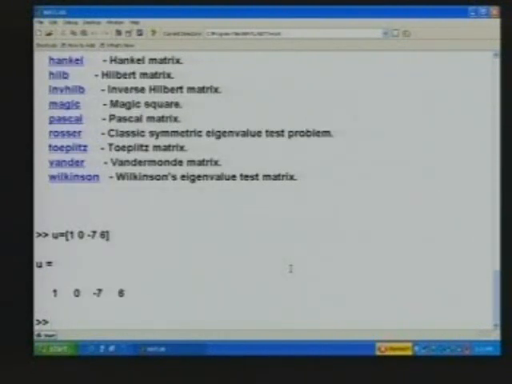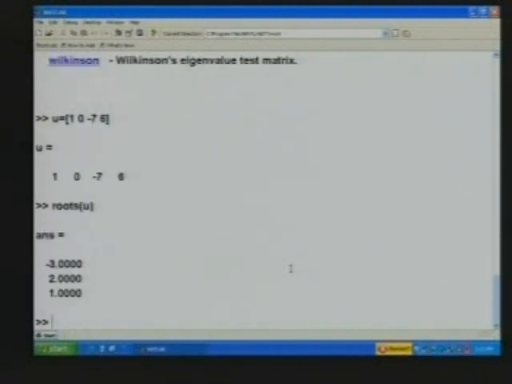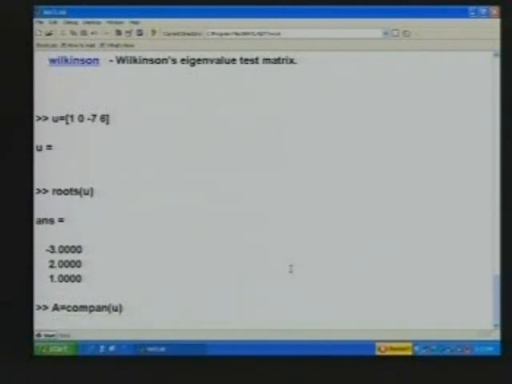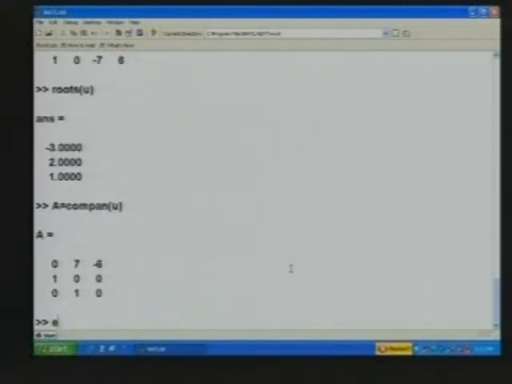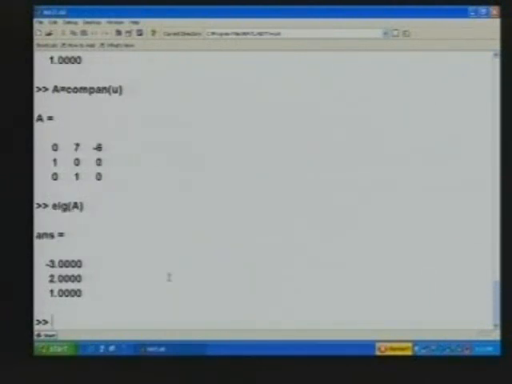Then you know the roots of the polynomial having coefficients u. So, minus 3, 2, 1. Let me construct the companion matrix. This is the companion matrix of the polynomial. So, find the eigenvalues of this matrix, see, right. You can see the eigenvalues of the matrix and the roots of the polynomial are the same. So, the companion matrix is very closely related to the polynomial, right.